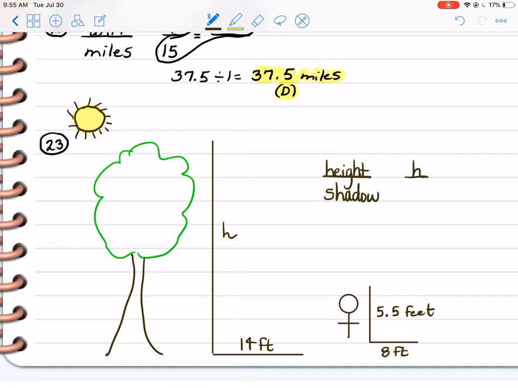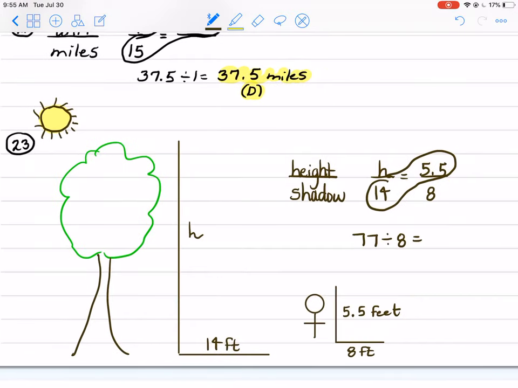So we have height over 14 equals 5.5 over 8. So 14 times 5.5 is 77. And divide that by 8 is 9.625. And they told me to leave it as thousandths, so that's the answer. About 9.5 feet, roughly. 9.625 is B.